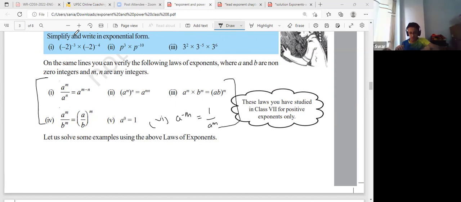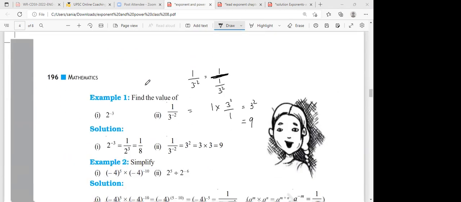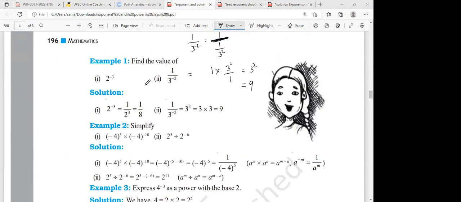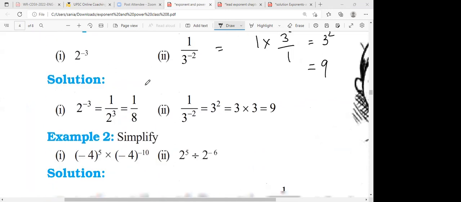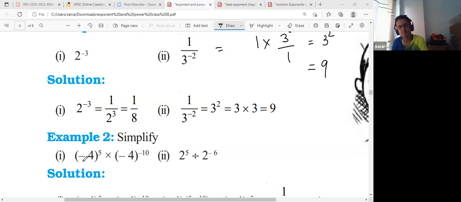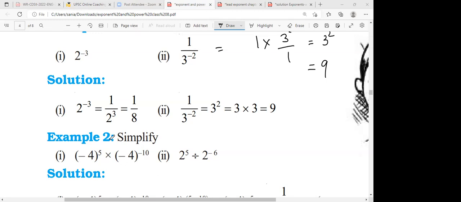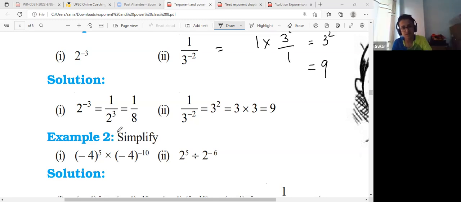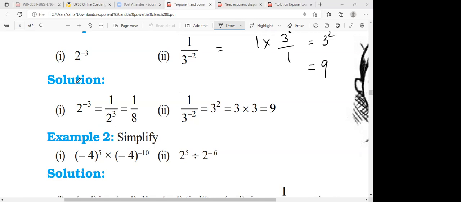Yes, ma'am, wrote it down. Okay, so now we'll just do a few questions. Here, the first one, example 2. You can see. Which property are you going to use? Ma'am, if the bases are same, then the exponents should be added. Yes, do it quickly.